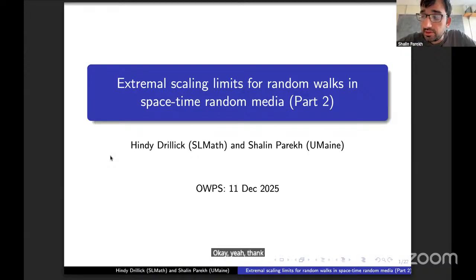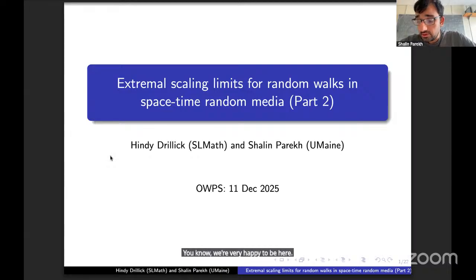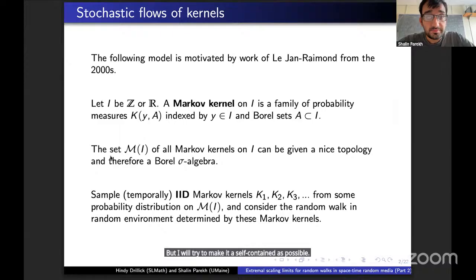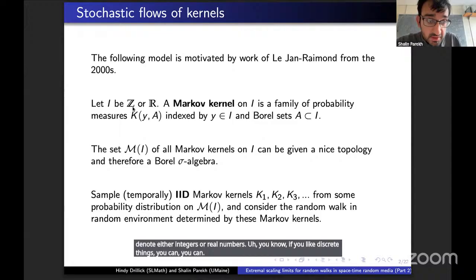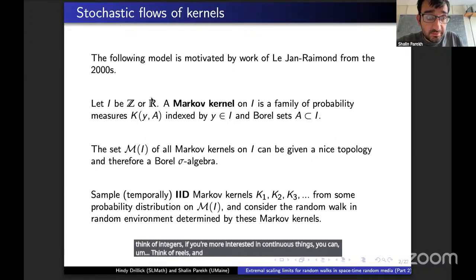Okay, yeah. Thank you very much to Federico and Mariana for inviting us to give a talk here. We're very happy to be here. This talk will be a sort of continuation of Hindy's talk, but I will try to make it as self-contained as possible. The following model is motivated by work of Lejeune and Raymond from the 2000s. It's a more general model called stochastic flows of kernels. Throughout this talk, I'm going to let I denote either integers or real numbers. If you like discrete things, you can think of integers. If you're more interested in continuous things, you can think of reals, and you really have the freedom to choose whichever underlying lattice or continuum that you like.